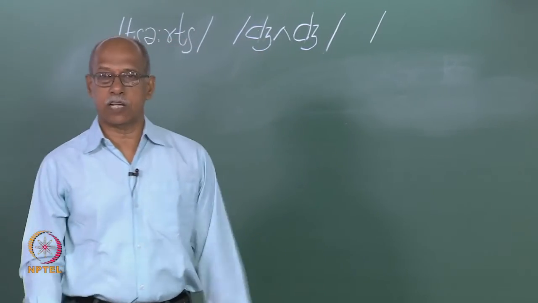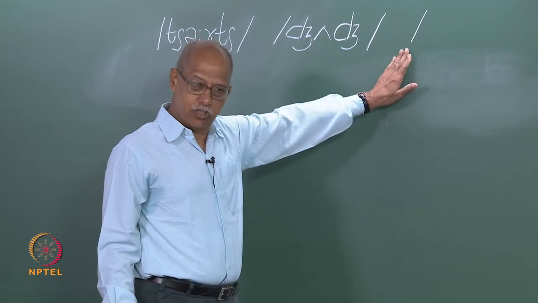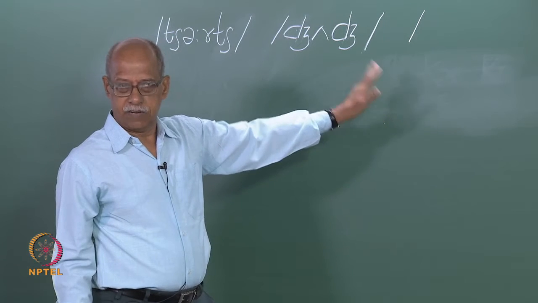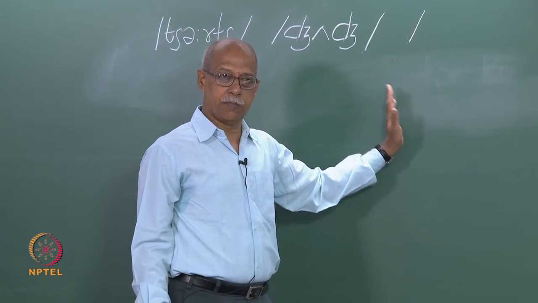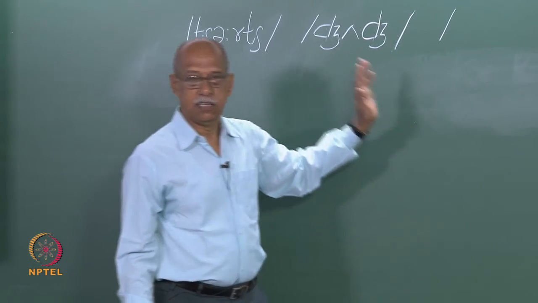Whenever you use phonetic alphabet, you should first use slanted bars. By convention, it means that you are now going to use phonetic alphabet. It's not the letter of any particular script, it is the symbol of the International Phonetic Alphabet.